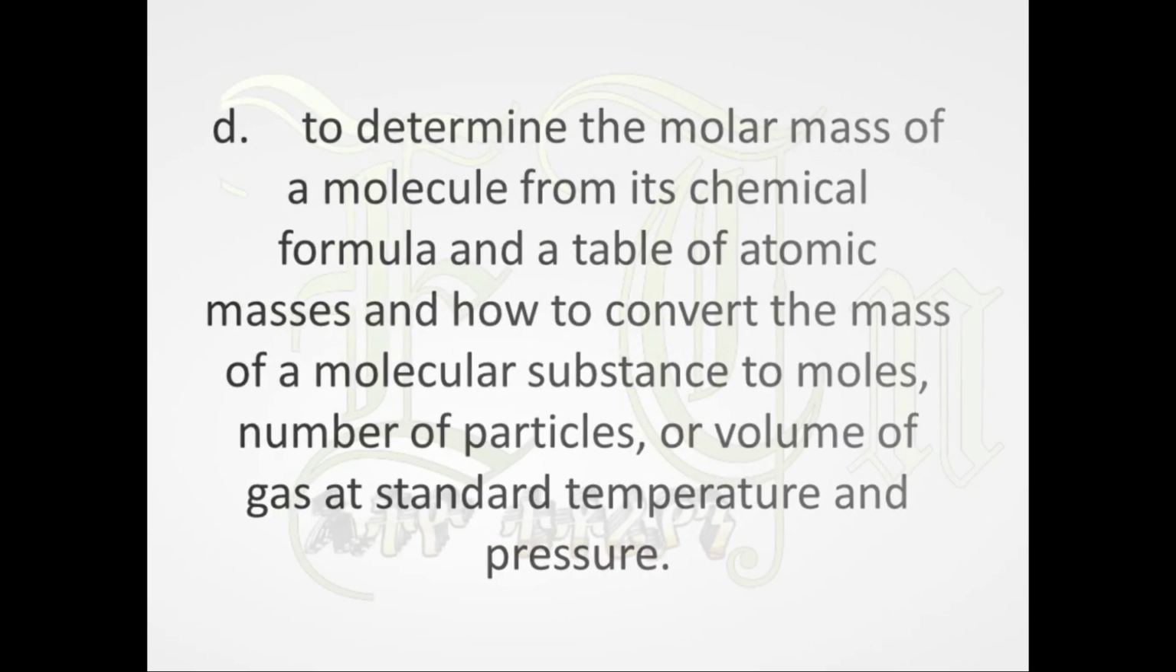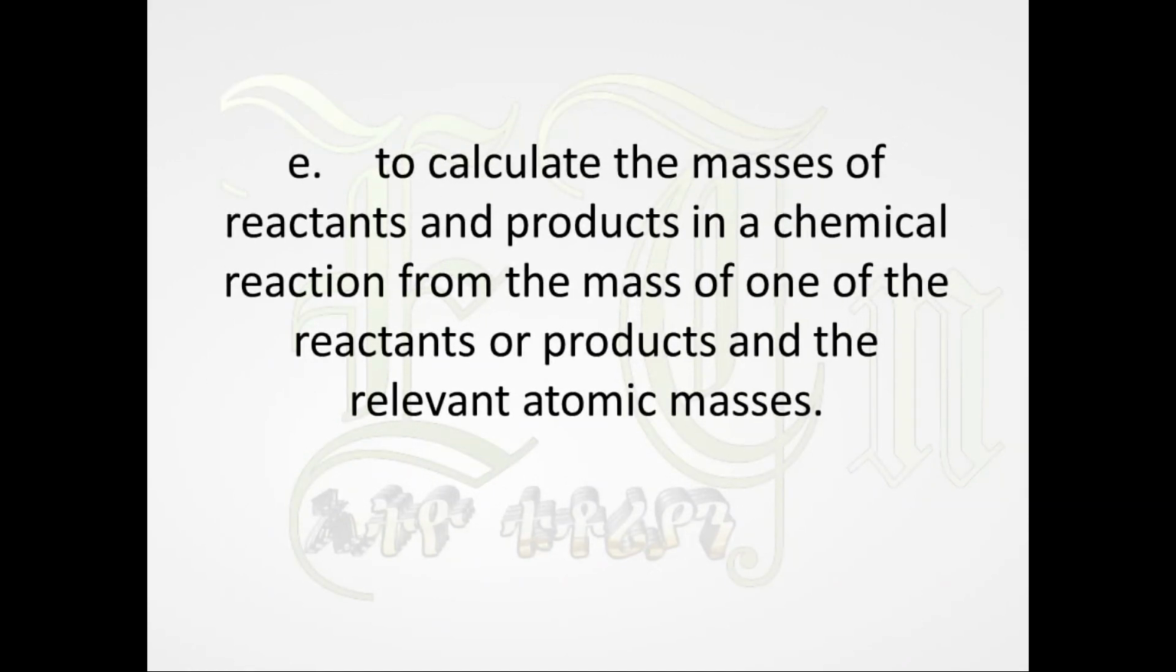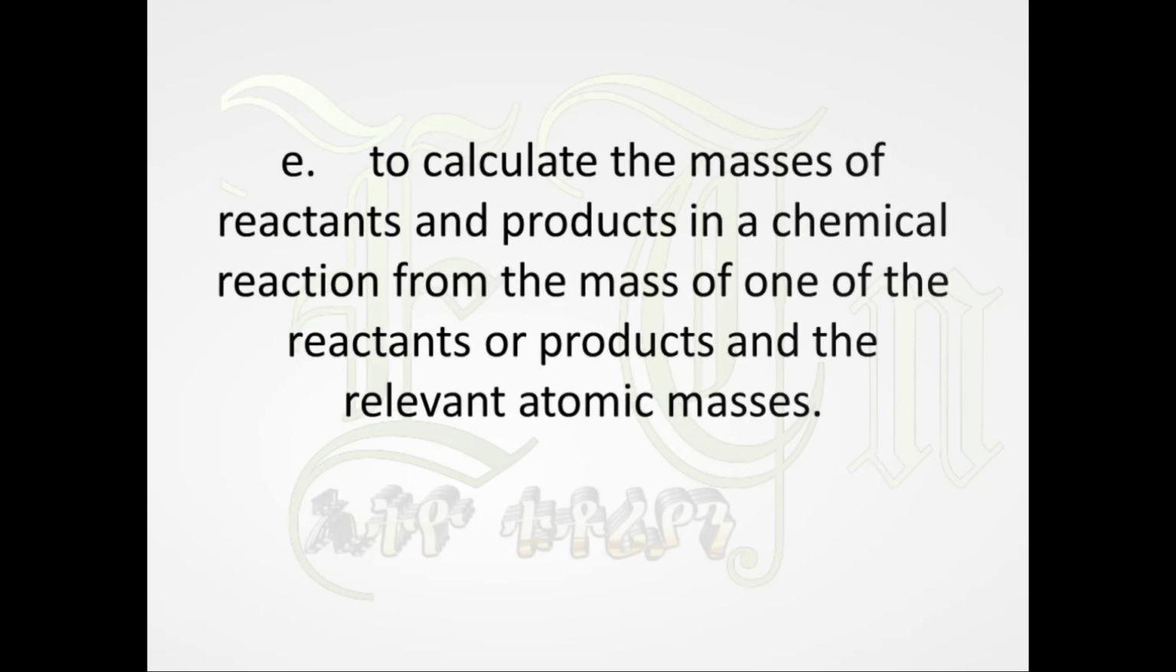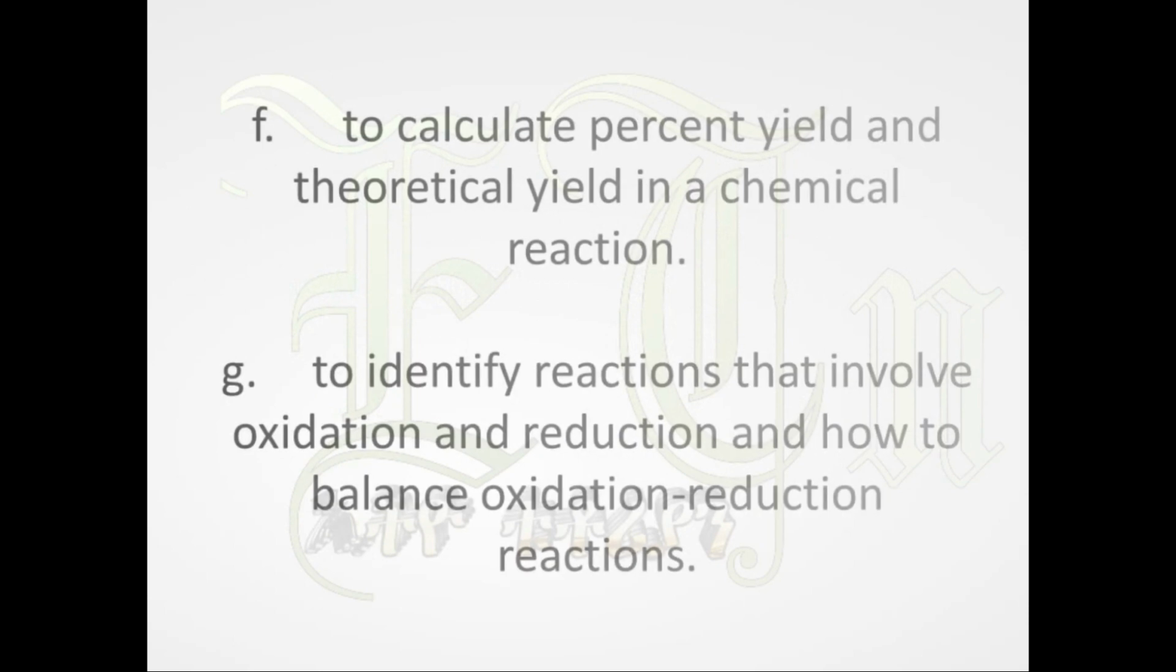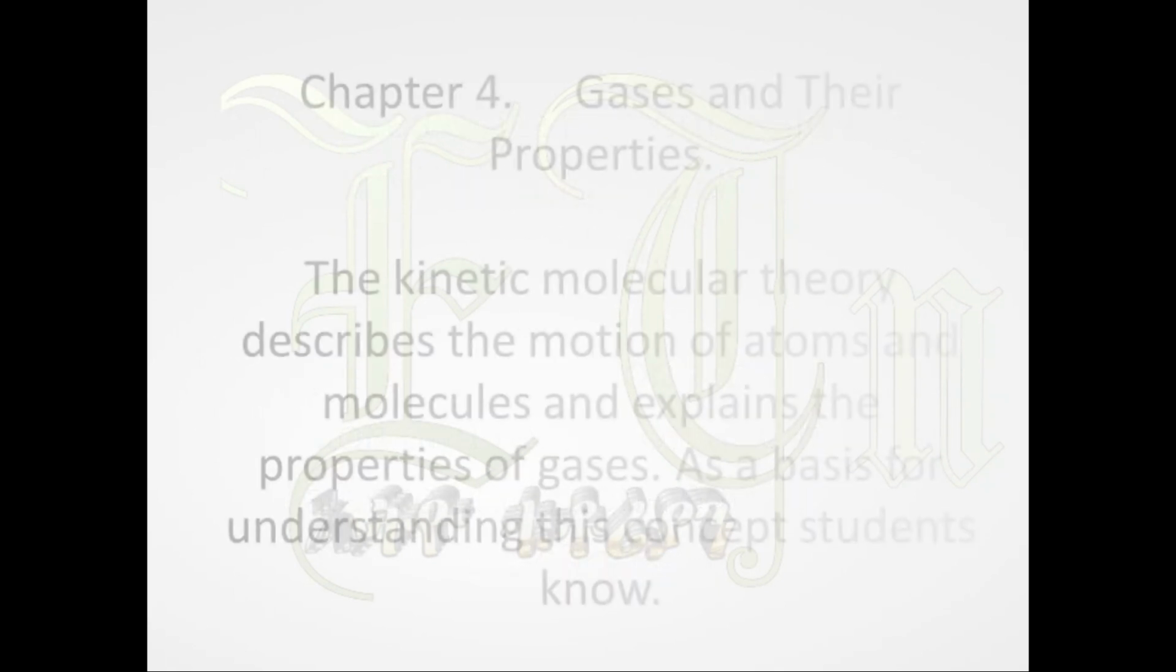E. To calculate the masses of reactants and products in a chemical reaction from the mass of one of the reactants or products and the relevant atomic masses. F. To calculate percent yield and theoretical yield in a chemical reaction. G. To identify reactions that involve oxidation and reduction, and how to balance oxidation-reduction reactions.